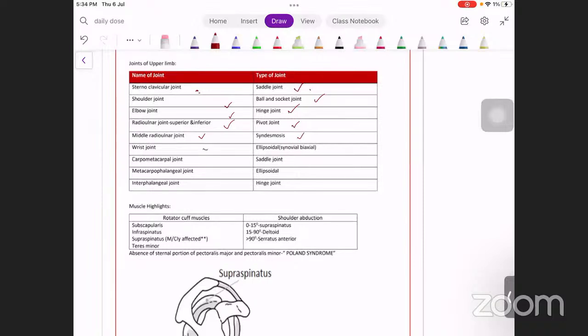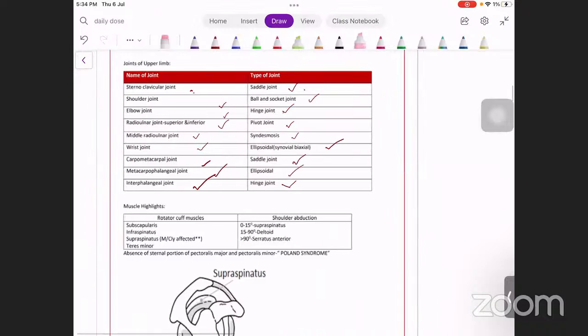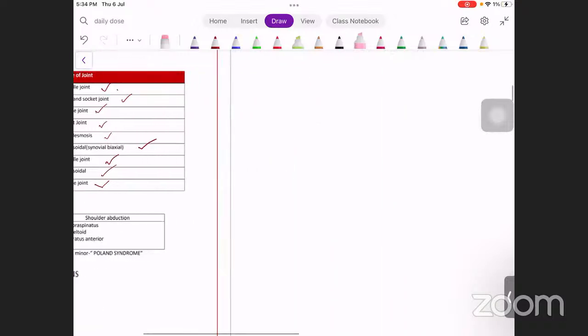And apart from that, you have the wrist joint, which is your ellipsoidal one. Then the carpometacarpal joint, a saddle joint; the metacarpophalangeal joint, an ellipsoid joint; and the interphalangeal joint, which is a hinge joint. Clear, everybody? So the sternoclavicular joint is your saddle joint.